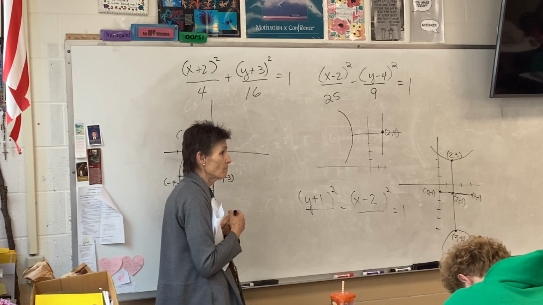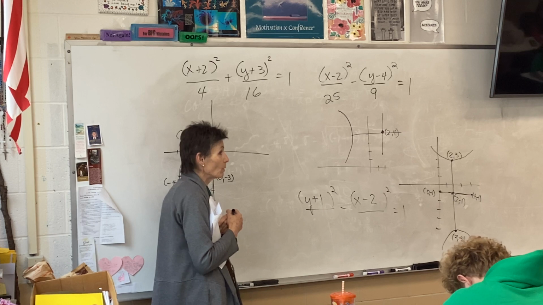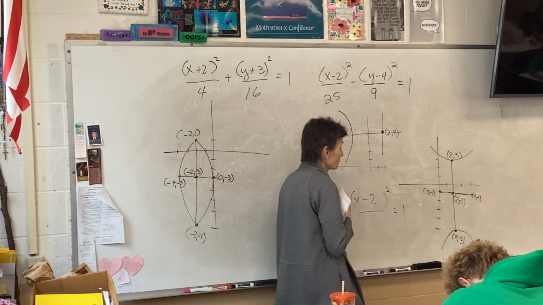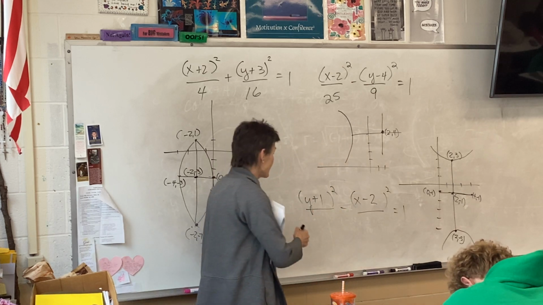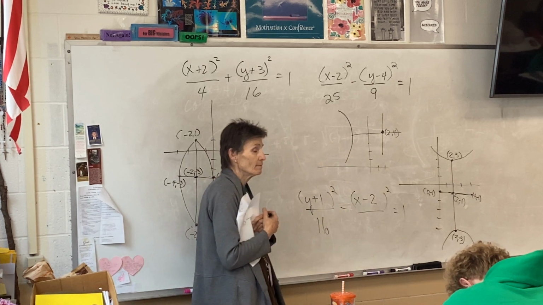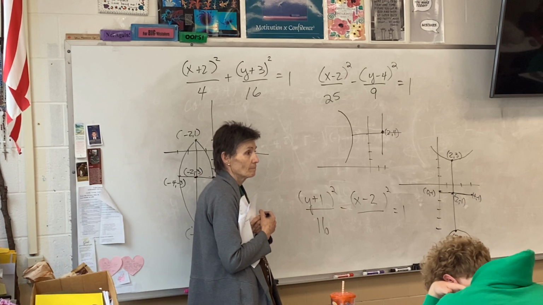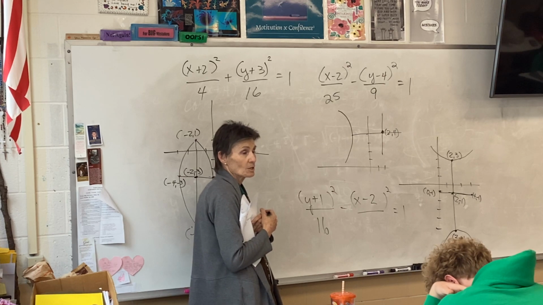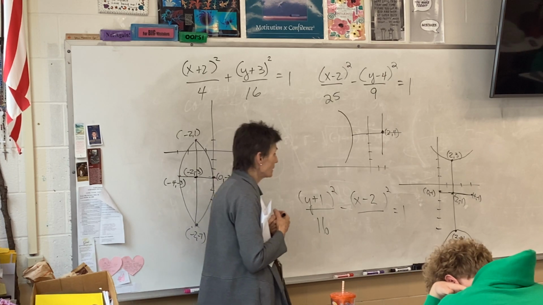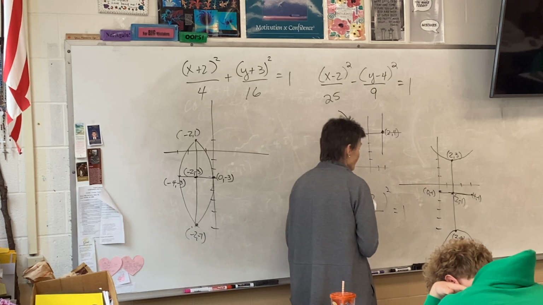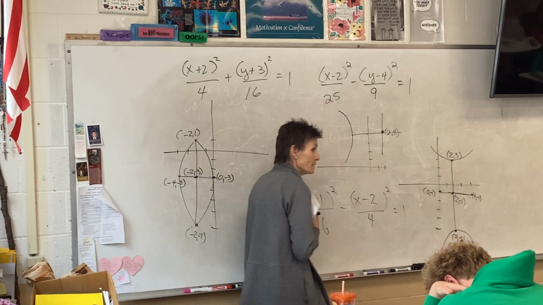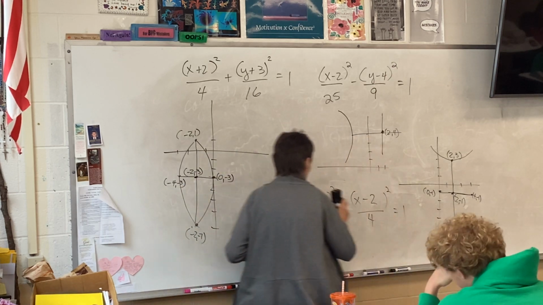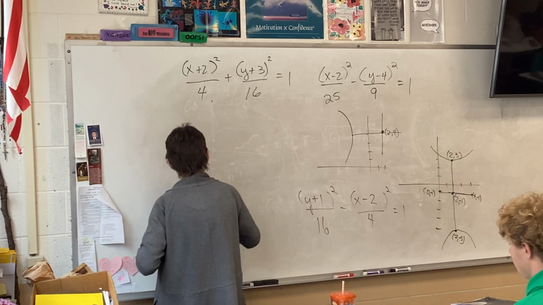All right, what else do we know? We really know everything. What goes under y? 16. Y, yes, that's right, y. Because we went up and down 4. All right, what goes under x? 4, because we went sideways 2. Perfect.